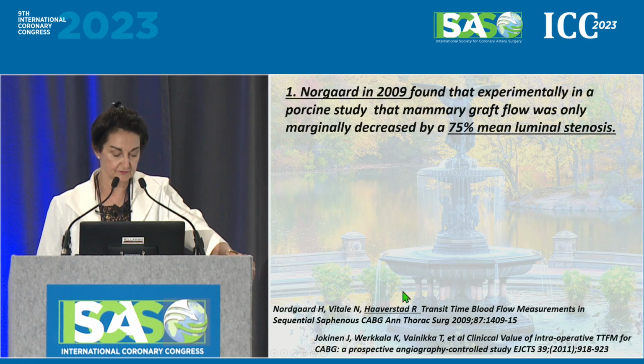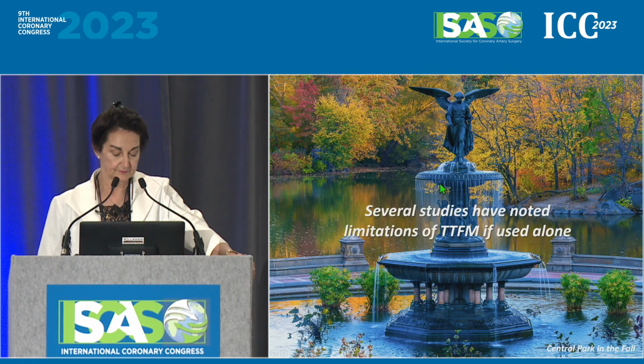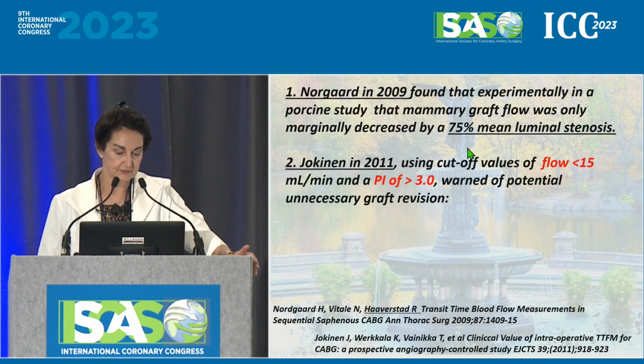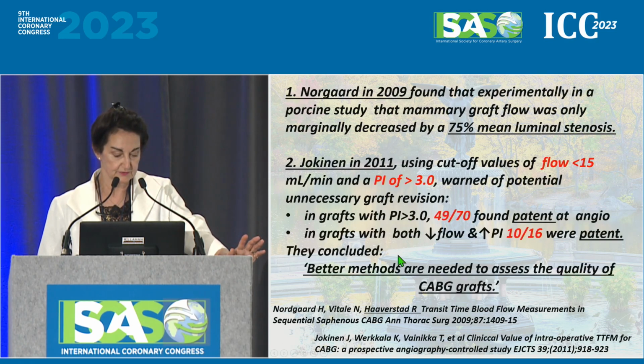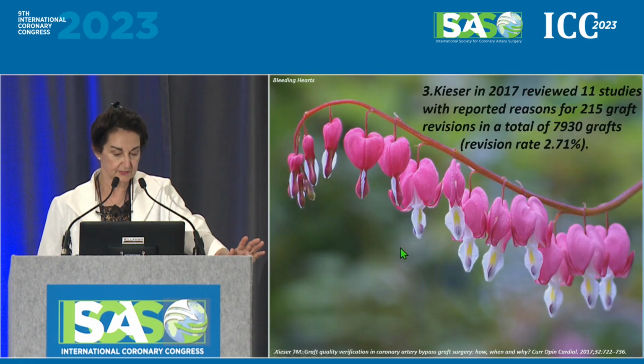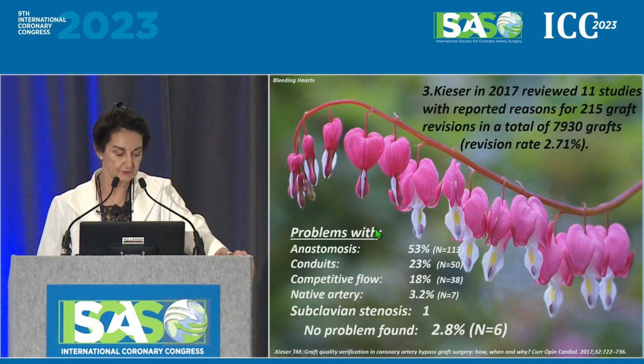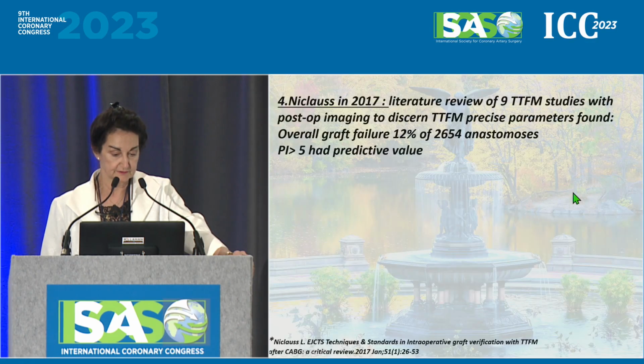Norgaard, which is the work of Rune Haaverstad, showed that a 75% mean luminal stenosis only marginally decreased the flow. Jokinen warned of potential unnecessary graft revision, found these patent grafts with these values, and concluded better methods are needed. This was a review within a review that I did, showing that 53% of the anastomoses were a problem, and 23 and 1 subclavian stenosis. No problem was found only in 6.